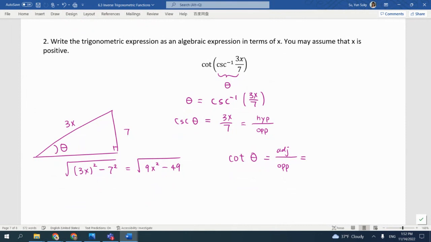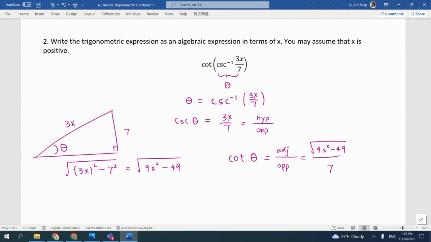Yes. So please make sure you remember all these on the sheets. Okay? That's very, very important. Adjacent, what's your adjacent? Well, that's the square root of 9x squared minus 49, right? Opposite is 7. Okay, everybody? So 4 steps. Figure out the angle that is theta, and then find the trig function to get rid of the inverse trig function. And then draw the triangle, use the Pythagorean theorem, and then find our desired trig functions. Okay, everybody?